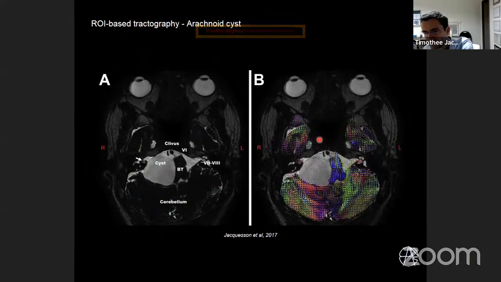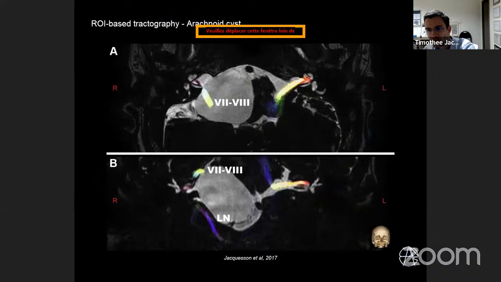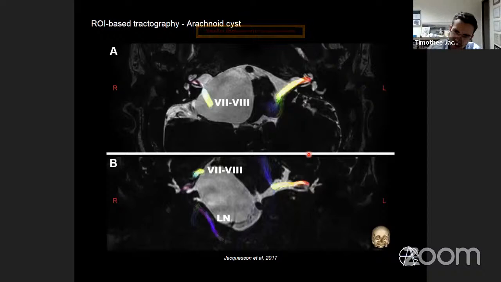And we used this technique during the first years of our experience in tractography. I just wanted to show you this example of a big arachnoid cyst. And we applied this ROI-based tracking. And we tried to identify the way the cranial nerves were pushed away or were located in this specific environment of the tumor, of this cyst.